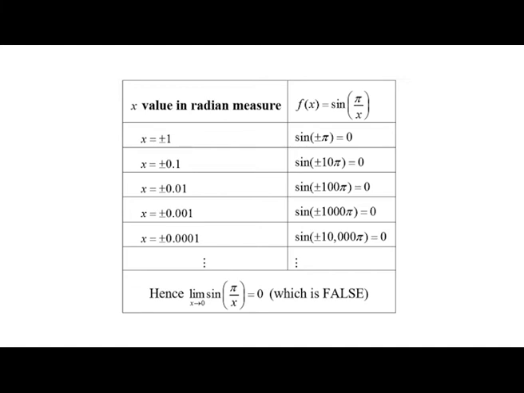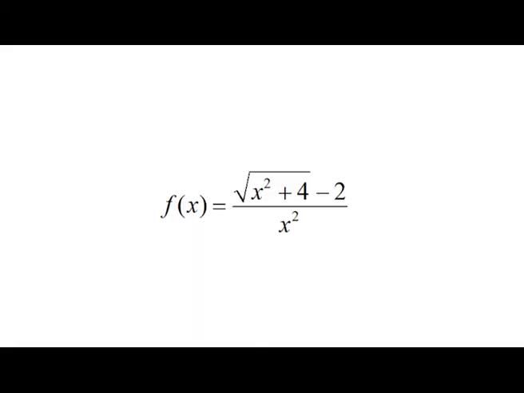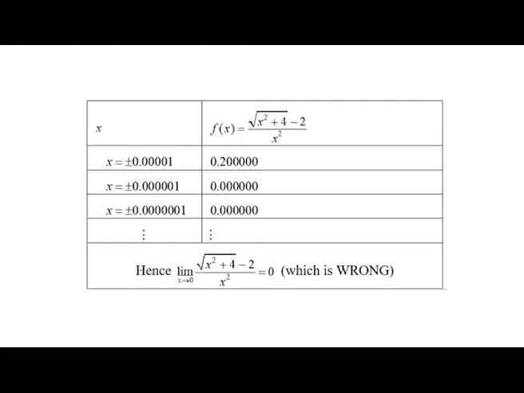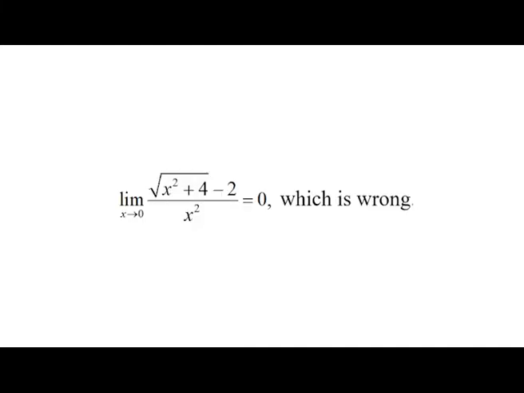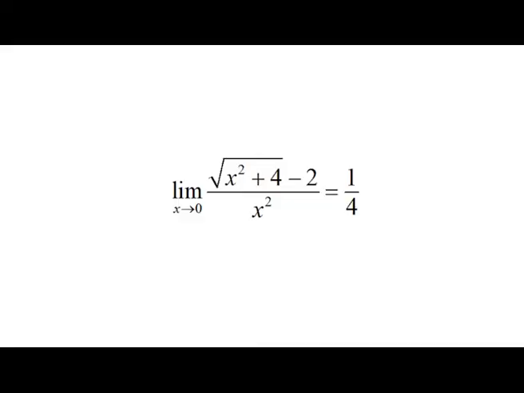As another example, consider the function f(x) = (√(x²+4) - 2)/x². The following table will mislead us to conclude that the limit of (√(x²+4) - 2)/x² as x approaches 0 is 0, which is wrong. Using some method, we will see in the coming session that the limit as x approaches 0 is 1/4, which is the right answer.